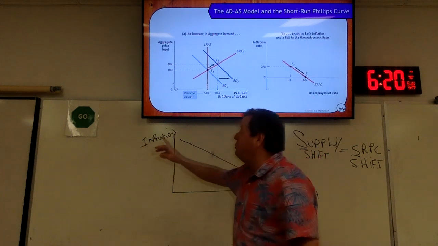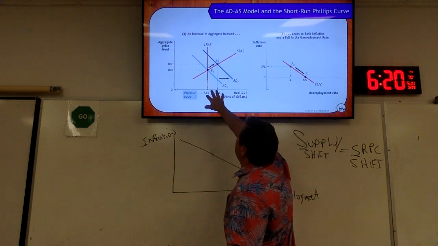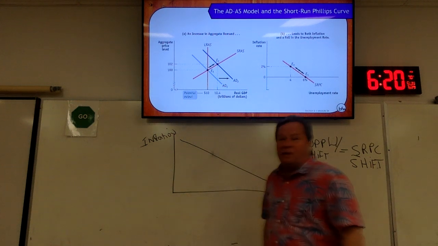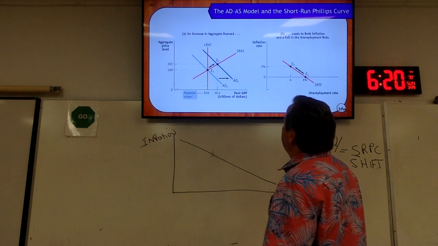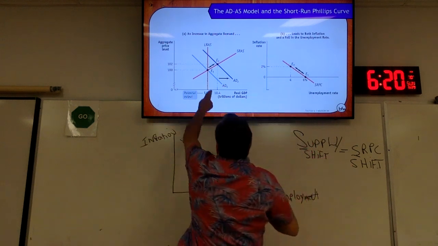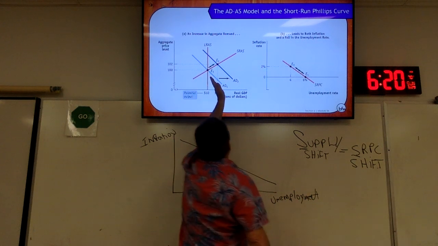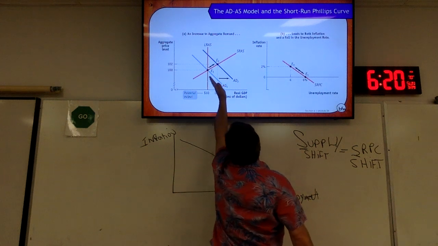But I want you to see something else, and that is how it relates, and this is what AP wants you to do. Here is how it relates to the aggregate supply. So if there is an increase in demand, look over here in the supply curve. Here's long-run aggregate supply, short-run aggregate supply, aggregate demand. Let's say demand increases and goes to the right.